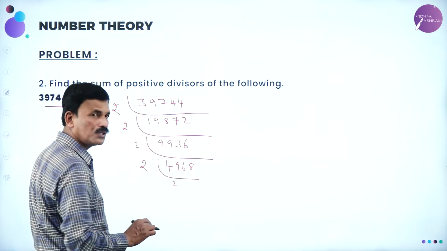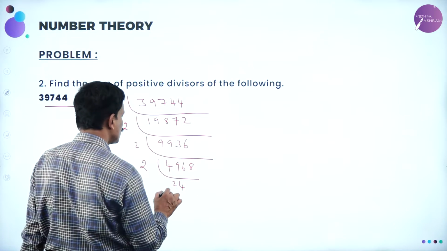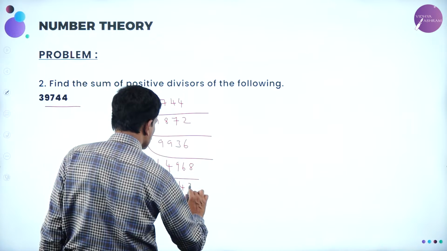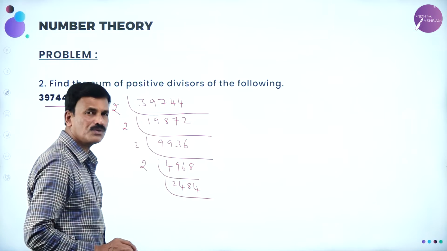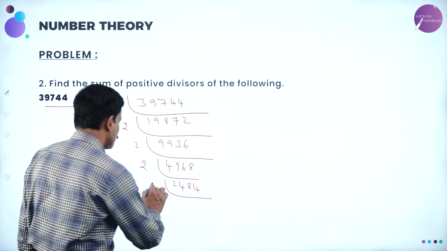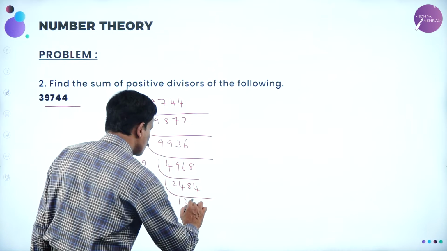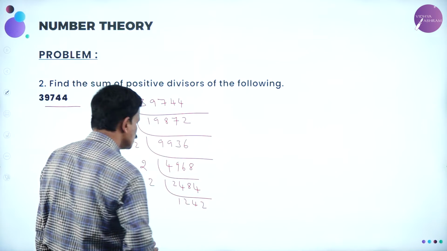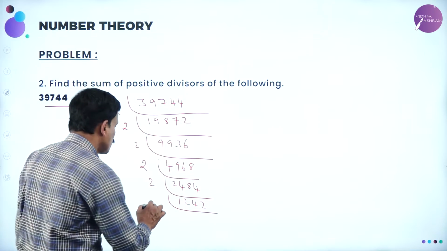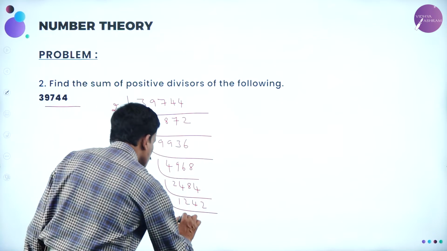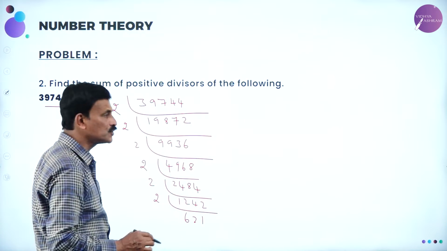2 twos are 4, again 2 fours are 8, 16 is a remainder, then 2 8s are 16, then 2 twos, 2 fours are 8, 2484, right. So again you can divide by 2. 2 ones are 2, 2 twos are 4, 2 fours are 8, again 2 twos are 1242. Now again 1242 can also be divisible by 2. Let us divide by 2. 2 6s are 12, 2 twos are 4, 2 ones are 2, 621.